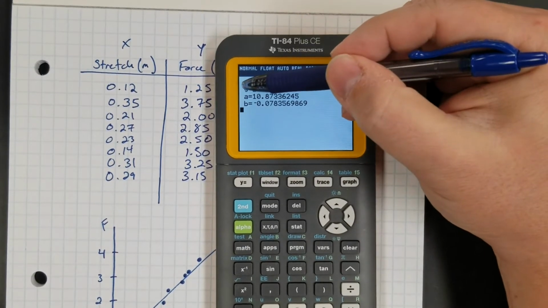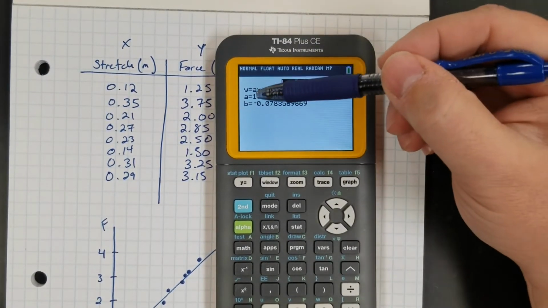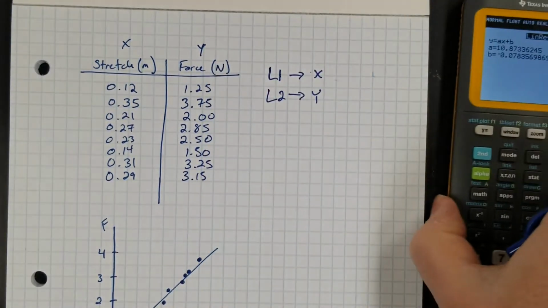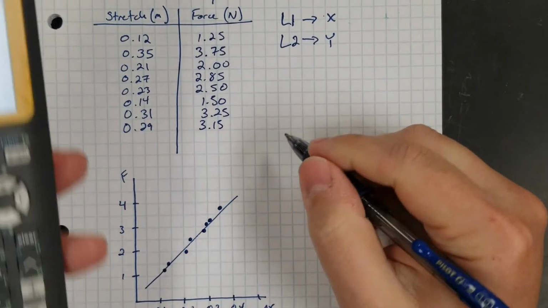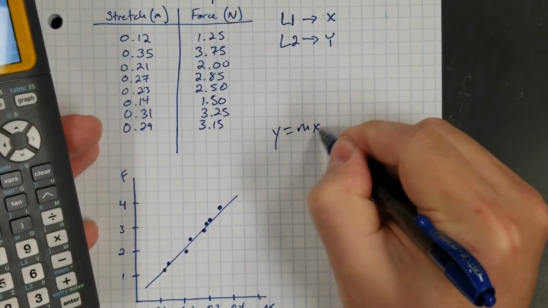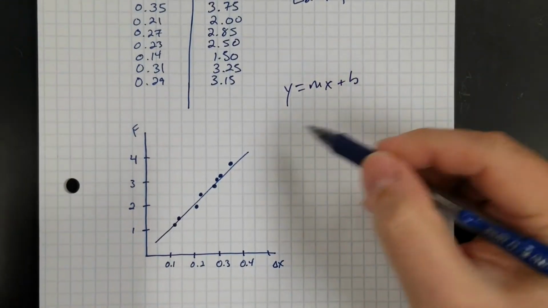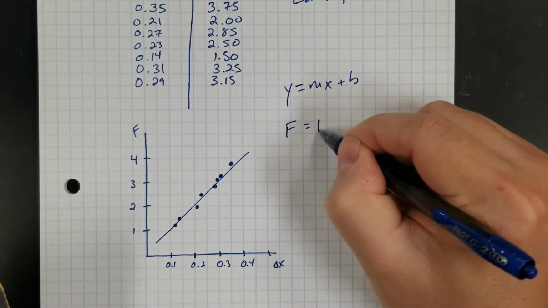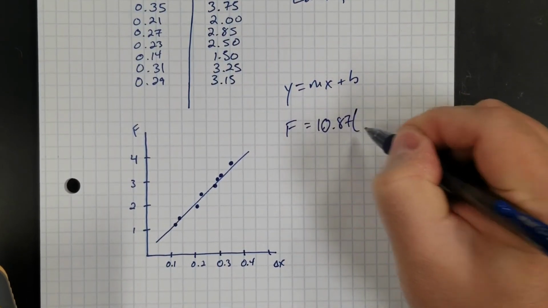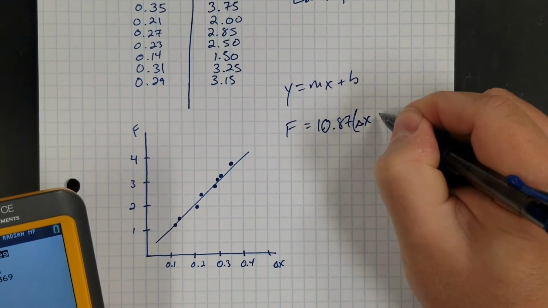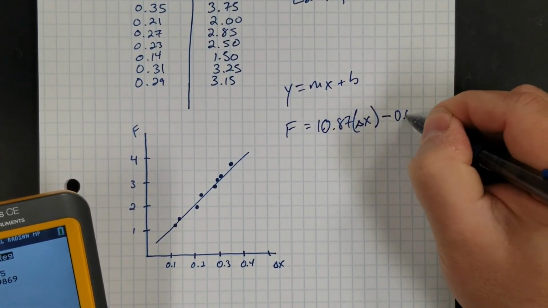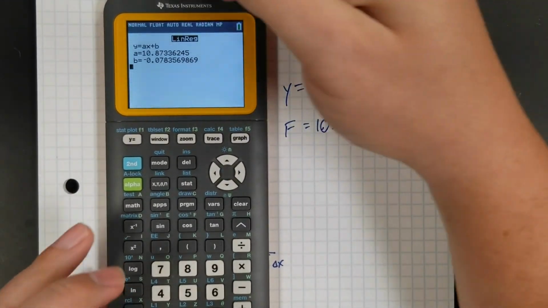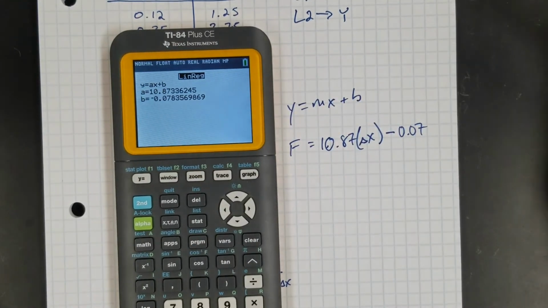It gives it to you in the form of y equals ax plus b. So a is my slope, and b is my y-intercept. For this data I have here, my equation, y equals mx plus b, is force, which is on the y-axis, equals the slope, 10.87, times my x-axis, which is my stretch, minus 0.07. I have the equation right there. If you're just looking for the slope, all you have to do is read a. If you're just looking for the intercept, you just read that. Pretty simple.